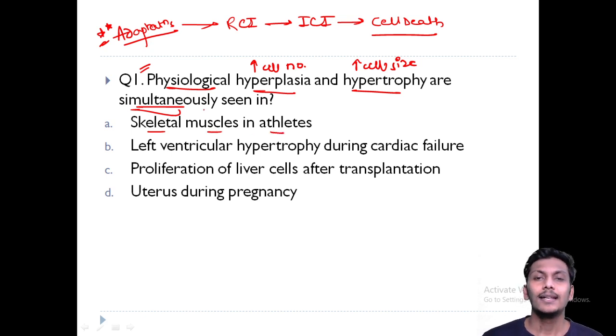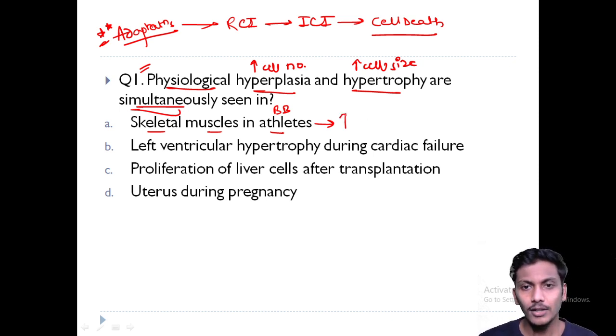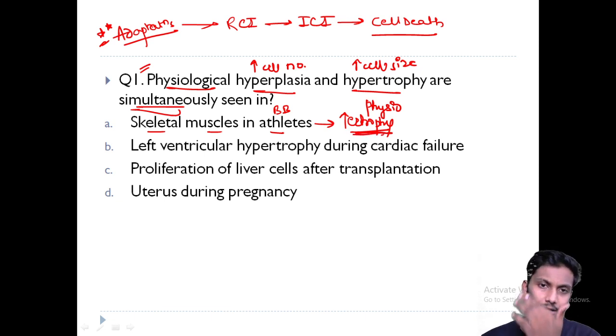As we all know, skeletal muscle in athletes, usually in bodybuilders, is under stress due to strenuous exercise, and due to this continuous stress they undergo cellular adaptation. But skeletal muscles are stable cells, they cannot proliferate, therefore they undergo hypertrophy. And this is an example of physiological hypertrophy because it is occurring in normal circumstances. So skeletal muscles in athletes is an example of physiological hypertrophy.